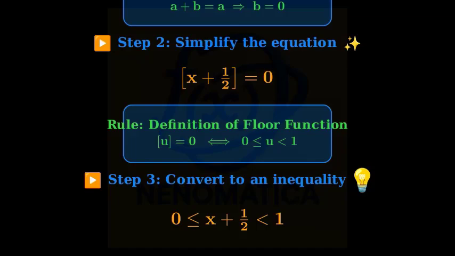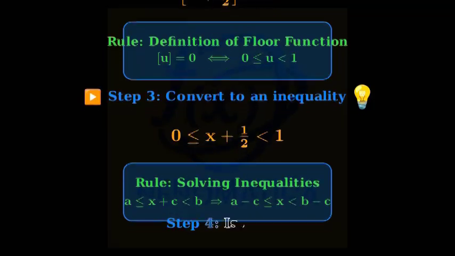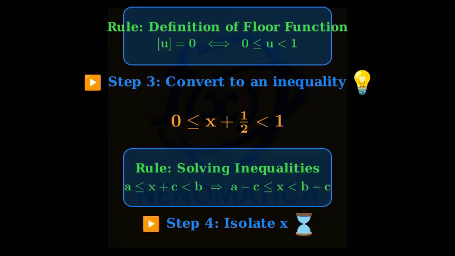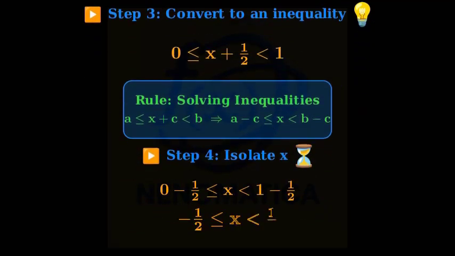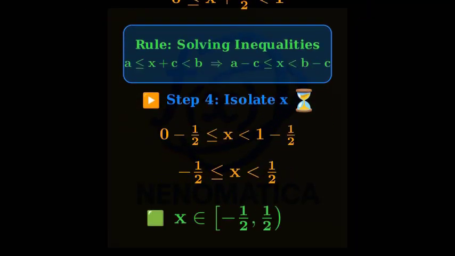Rule. Solving chained inequalities. If a is less than or equal to x plus c, and x plus c is less than b, then subtracting c gives a minus c is less than or equal to x, which is less than b minus c. Step 4. Isolate x by subtracting 1/2 from every part. We write 0 minus 1/2 less than or equal to x less than 1 minus 1/2. Finally, this simplifies to minus 1/2 less than or equal to x, and x less than 1/2.